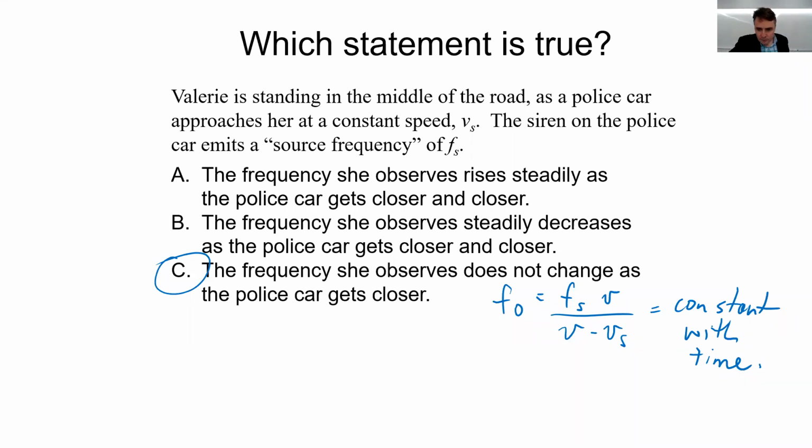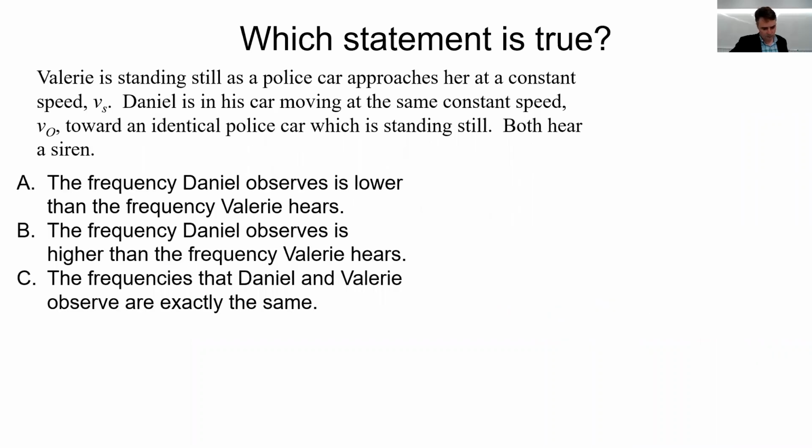Sorry about that. Next one's a little tricky too. This one's a little more complicated, actually. Let's read it very carefully, because this one I'm going to have to go through. Valerie is still standing still as a police car approaches her at a constant speed, Vs. Daniel is in his car moving at the same constant speed as the police car was, but he's going towards an identical police car with an identical siren on it, which is standing still. Does that make sense?